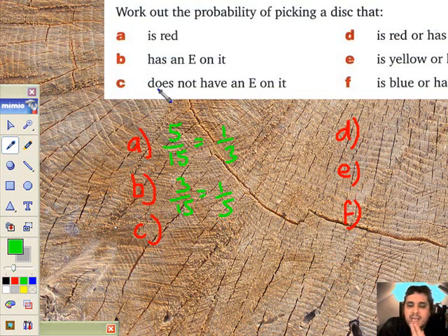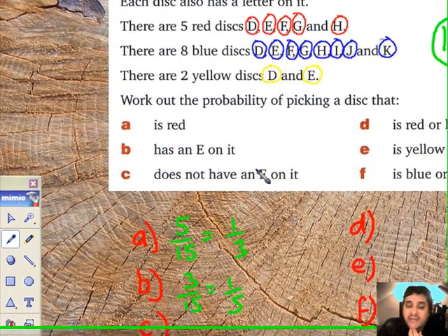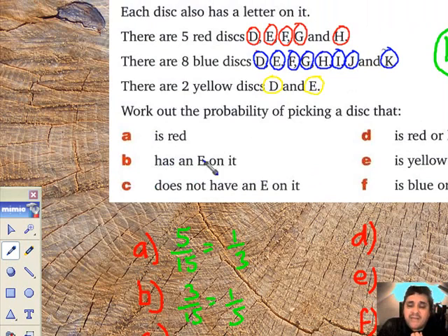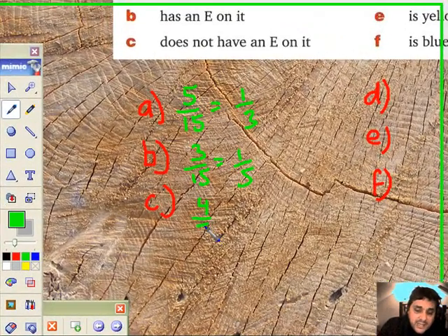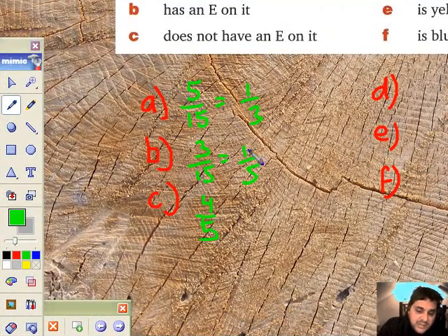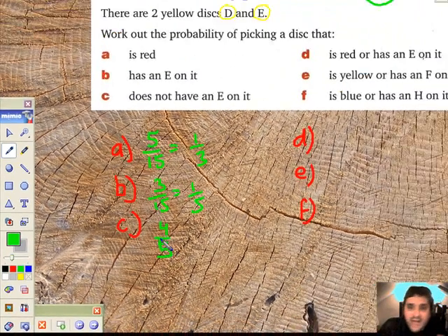And next one, what is the probability that it does not have an E on it? Well, if the chance of having an E on it is 1 out of 5, then the probability of not having an E must be the other 4/5. Okay, I'm just using my simplified version there. 1/5, I've got an E. 4/5, I don't have an E.